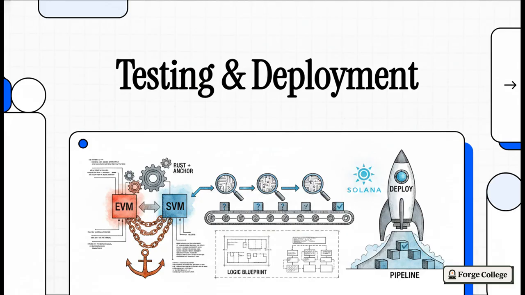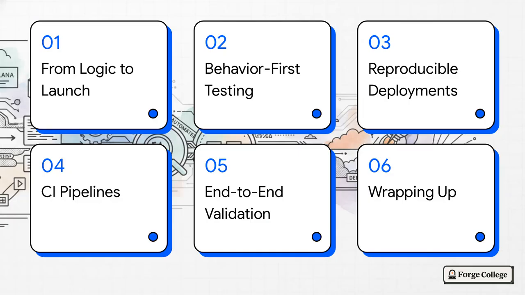So today, we're going to draft the blueprint for an automated assembly line, one that ensures your Solana program works exactly as intended every single time. Let's get into it. Here is our agenda for today.